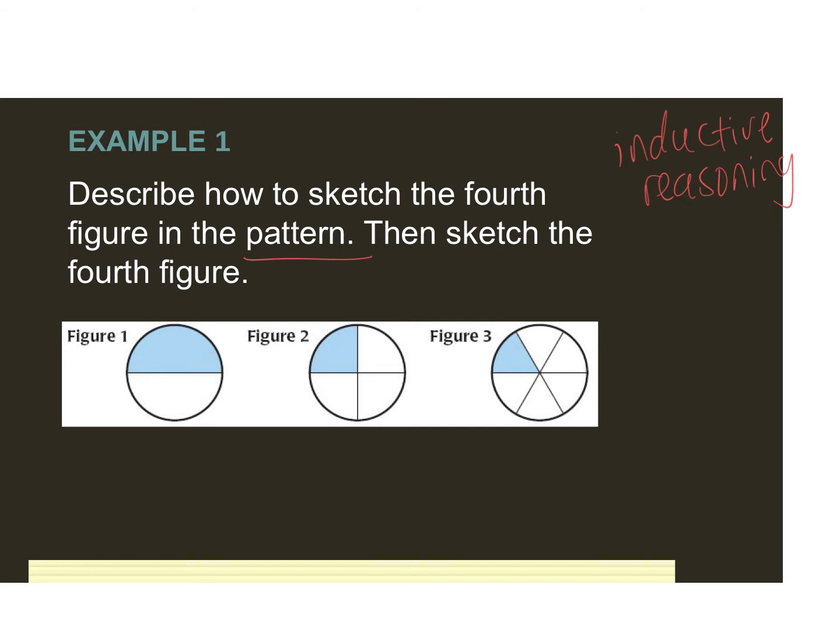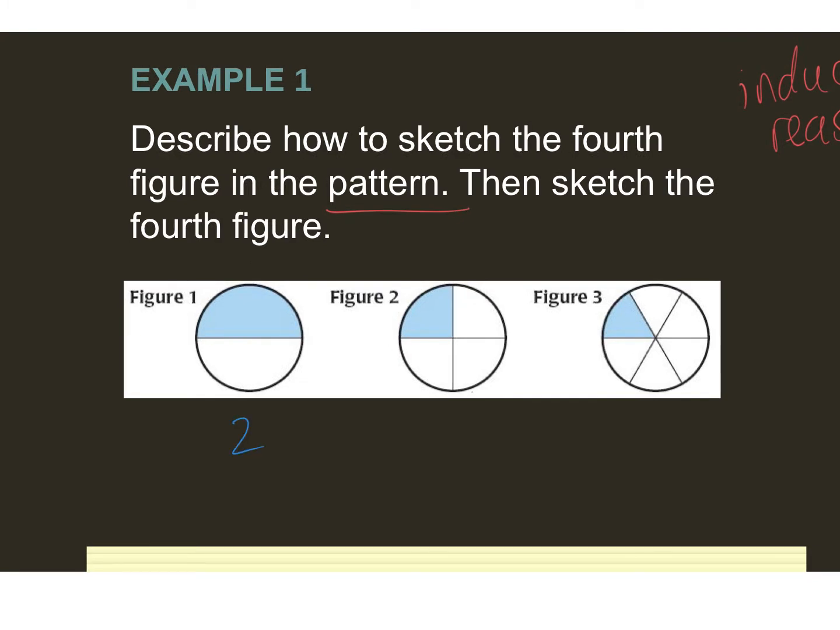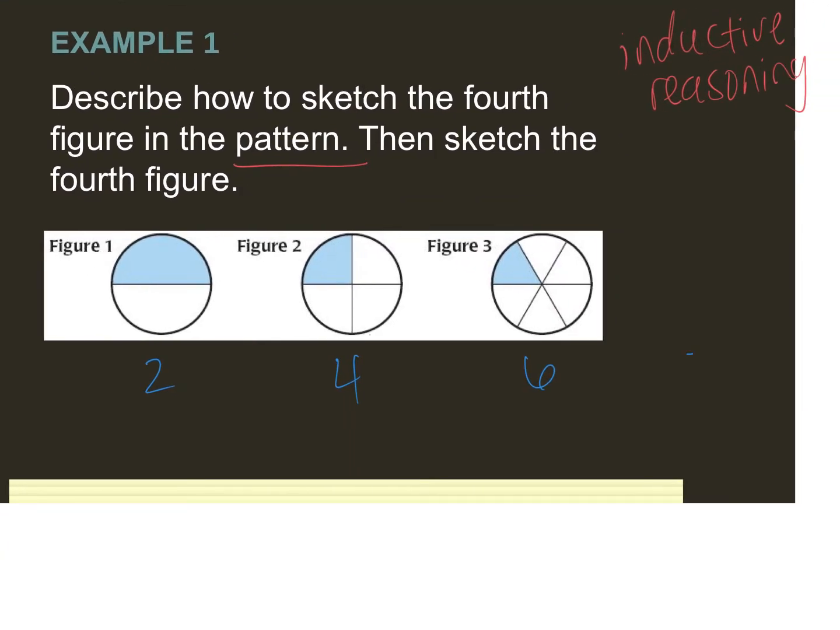What's happening? Hayden? They're adding by 2 each figure and they're only shading one part. What do you mean they're adding by 2? You're correct, but what are they adding? Good, they're adding more parts, okay? So how many parts does the first figure have? 2. How many parts does the second figure have? 4. And the third? 6. So what should be the amount of parts the 4th figure has? 8.